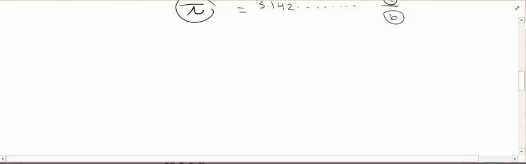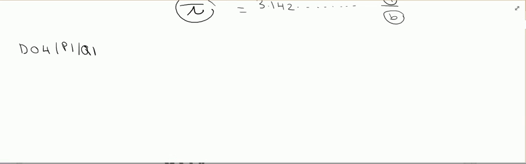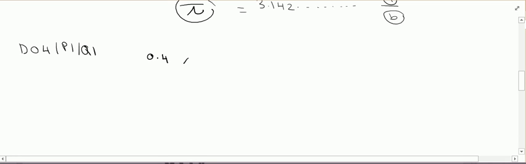Moving on to next question. Our next question is December 2004 paper 1 question number 1. The question says evaluate 0.4 into 0.06. So let's evaluate this. We can write 0.4 as 4 over 10. This has been discussed in the class, so I'm not going into details.